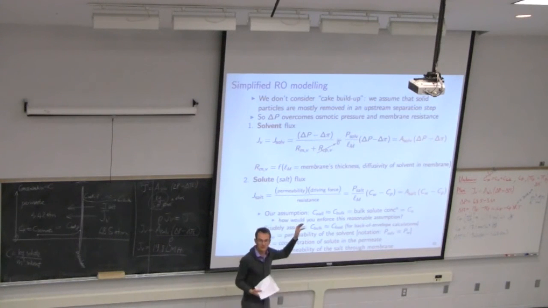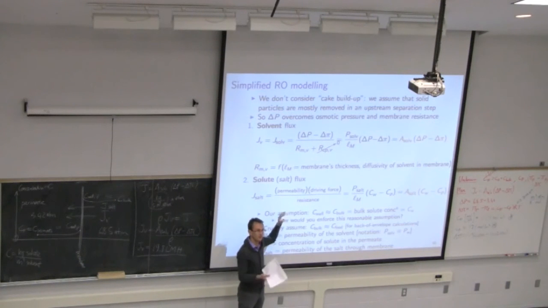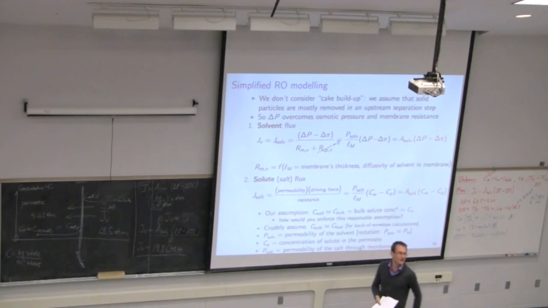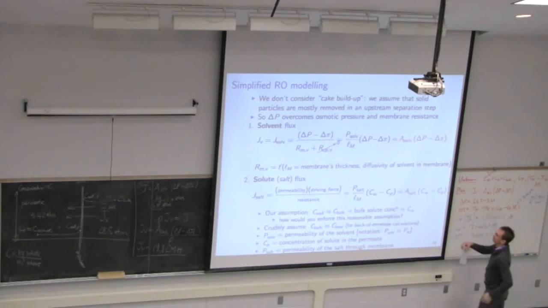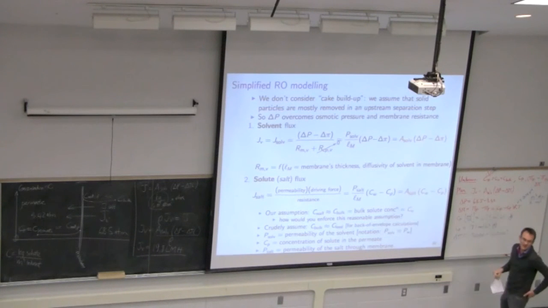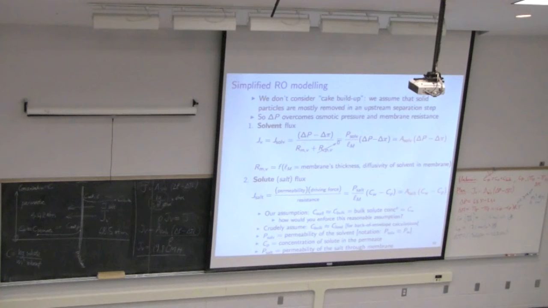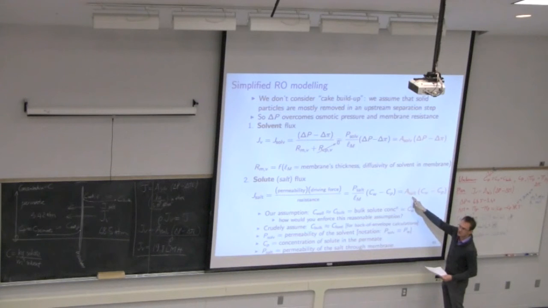Does that sound reasonable, everyone? Use this equation. Yes, reasonable, wake up. Okay, so J salt is A salt times Cw minus Cp. Do we have all the information we need to calculate that salt flux? Okay, so we can make that assumption that C wall is C bulk. So I've got my bulk concentration, I have my permeate concentration, A salt.